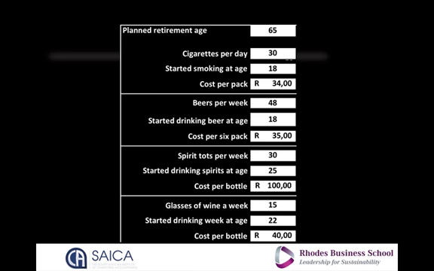Here's another little app. If your planned retirement age is 65 and you smoke 30 a day and you started smoking at 18, and the cost of a packet of cigarettes is 34 Rand, and then you drink 2 cases of beer a week, you started drinking that at 18, and your cost of a 6-pack of beer is about 35 to 40 Rand, and you drink spirits at 30 tots a week, a bottle a week, at 100 Rand a bottle, if you can get booze at that price, and you drink 2 bottles of wine a week at a cost of 40 Rands per bottle.